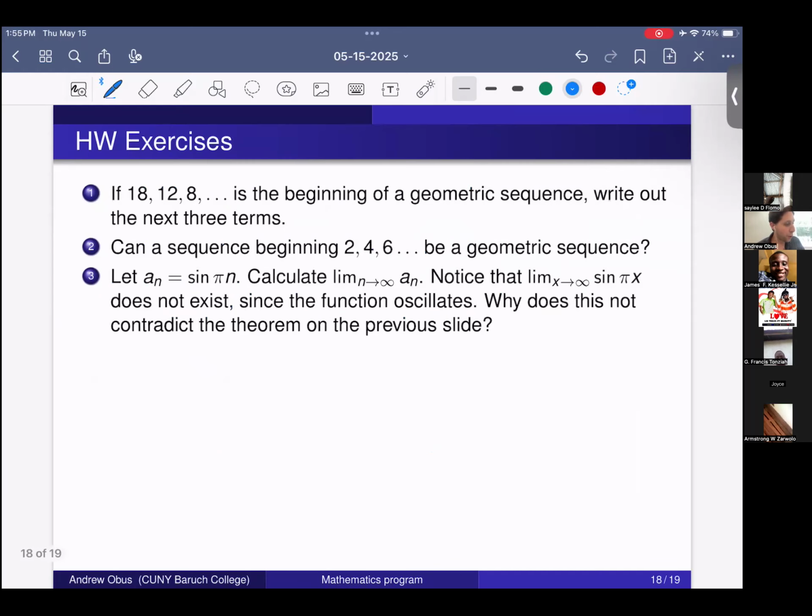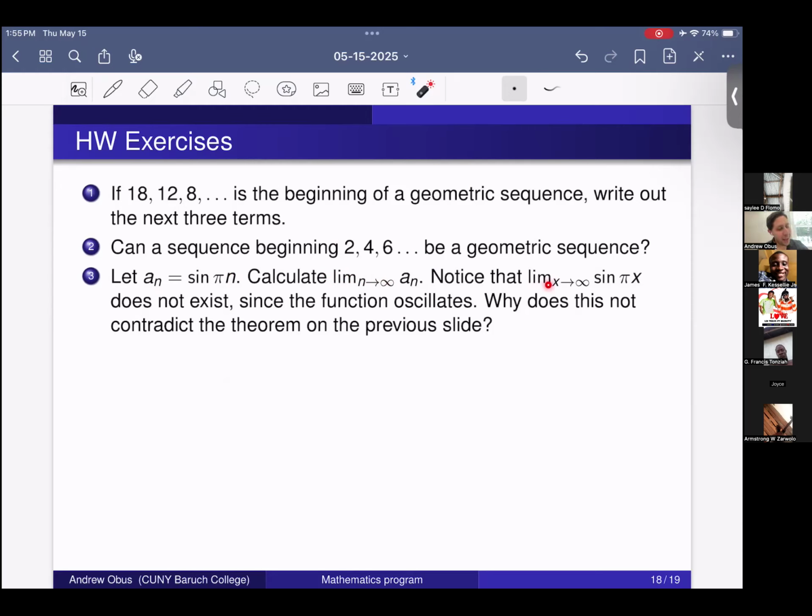Okay, so for homework, just a few basic sequence questions. These shouldn't be that hard. Number one: if 18, 12, 8 is the beginning of a geometric sequence, write out the next three terms. Problem two: can a sequence that begins 2, 4, 6 be a geometric sequence? Why or why not? And then problem three: let a_n be sine of pi n. I want you to calculate the limit as n goes to infinity of a_n.